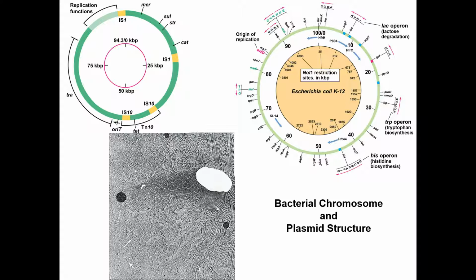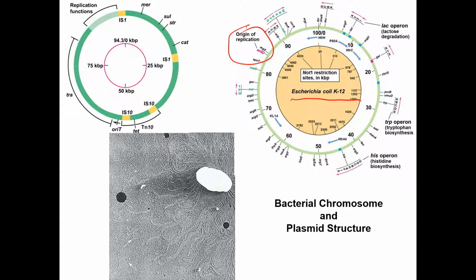Alright, so this is showing you, for the sake of giving you an example, a comparison of a bacterial chromosome to, let's say, a plasmid. So the bacterial chromosome, here you're looking at E. coli, a type strain, E. coli K12, and you can see all their different genes. Here we have the origin of replication, where DNA replication starts.